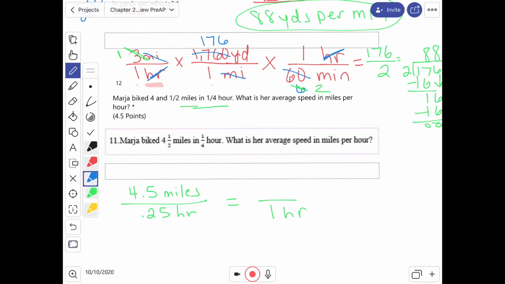What would I need to multiply 0.25 times to get 1? Think about how many quarters are there in $1. 4, so I'd multiply times 4. So if I do that on top, then I'll know what her speed was in miles per hour. 4.5 times 4. And I had 1 decimal space in the problem, so I need 1 in the answer. So that would be 18. And again, you don't have to write that 0 after the decimal. You can drop that.